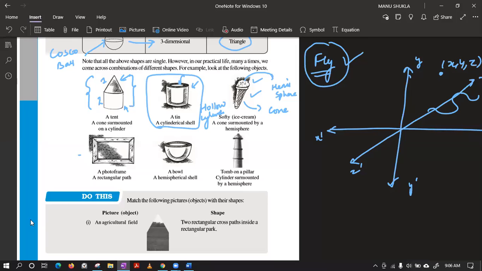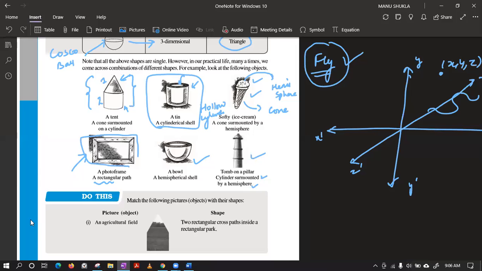Now this is a photo frame. In this photo frame, you can see, like in a park also you have seen a rectangular path like thing. So you can say this is like two rectangles, one smaller and one larger. Then we have a bowl, a fence. Then this is the tomb, or you can say Qutub Minar. They all are examples of a cylinder surmounted by a hemisphere.